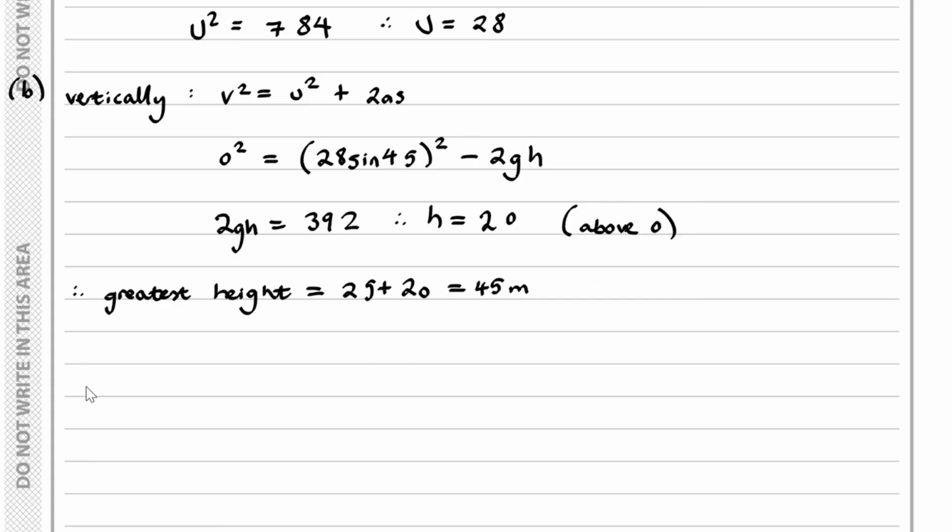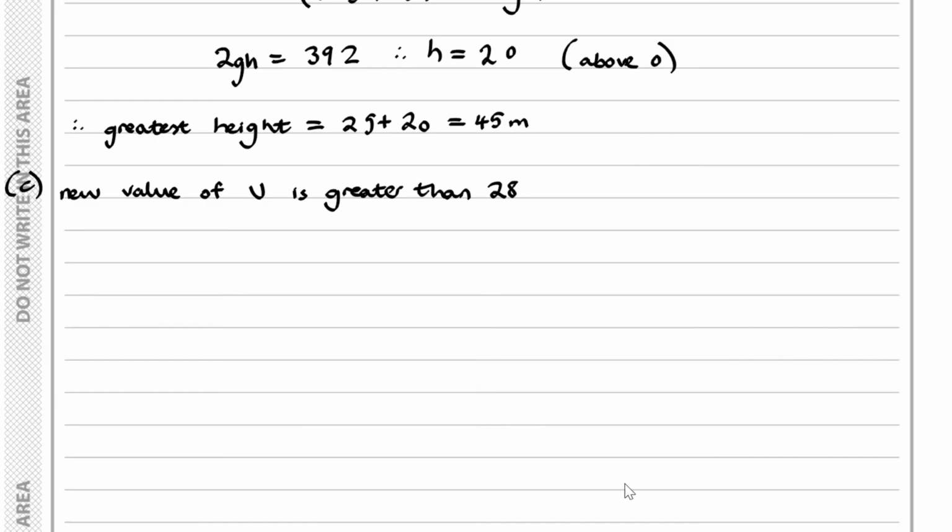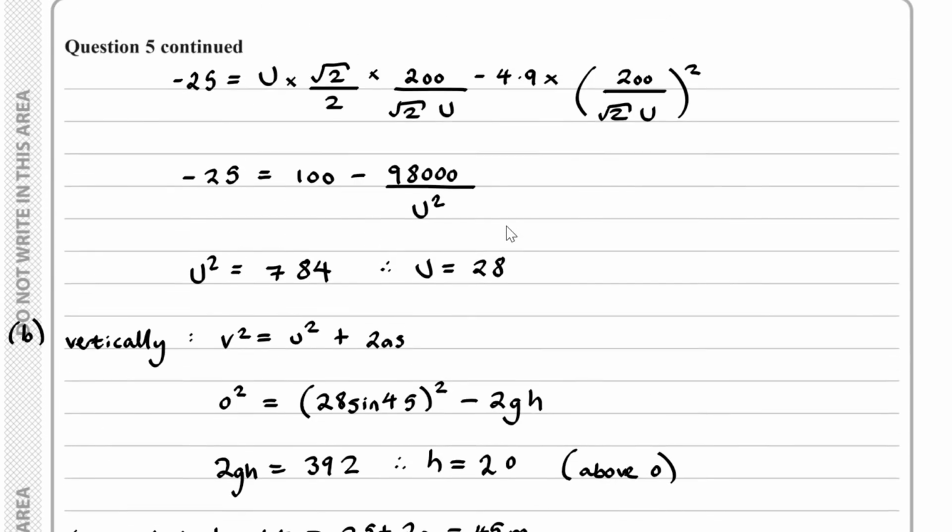45 meters. Now, for part C of the question, in a refinement to the model of the motion of the ball from O to A, the effect of air resistance is included. This refined model is now used to find a new value of u. How would this new value of u compare with 28, the value given in part A? Well, over here, the new value of u is greater than 28. That's if we include air resistance.